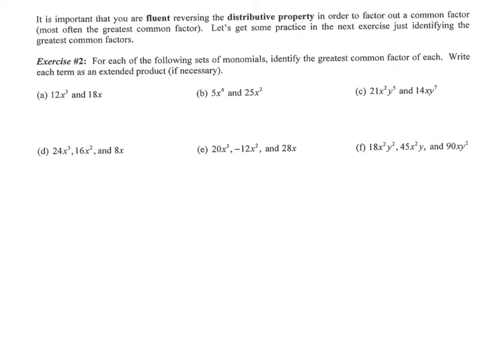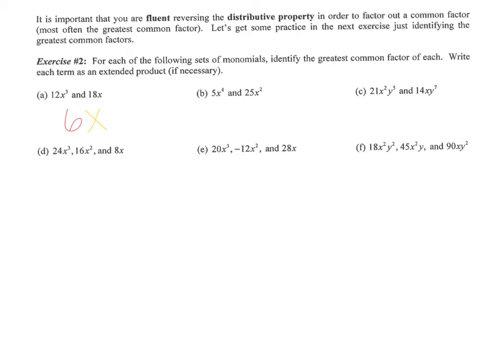So we need to become fluent in reversing the distributive property. For each of these, identify the greatest common factor. So in A, they both have 1x. Now we need to find the greatest common factor between 12 and 18. The biggest number that goes in both is 6.